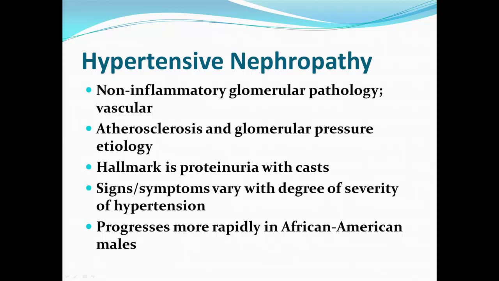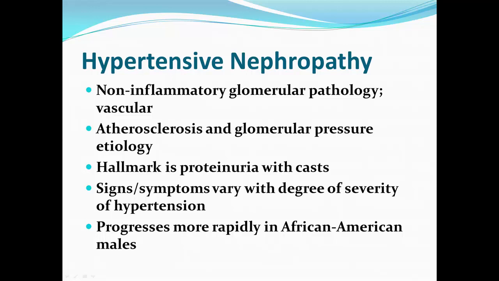The hypertensive nephropathy, or hypertension-related nephropathy, is due to the process of atherosclerosis and the resulting vascular changes that lead to sclerosis of that glomerular membrane. So once again, you have a lot of pressure within those glomeruli. The hallmark symptom of hypertensive nephropathy is protein with cast.